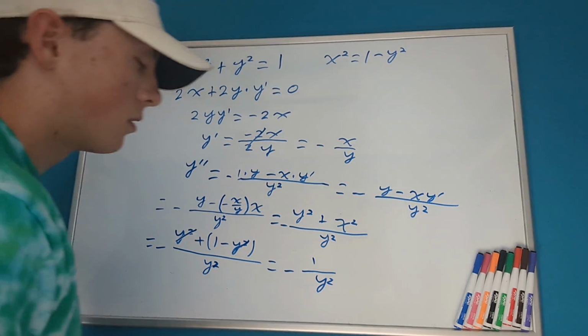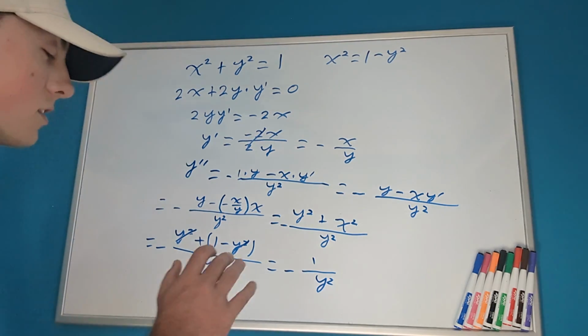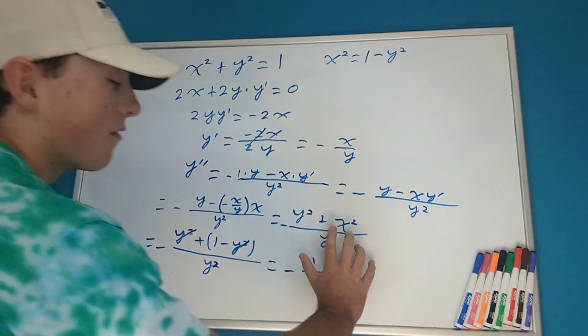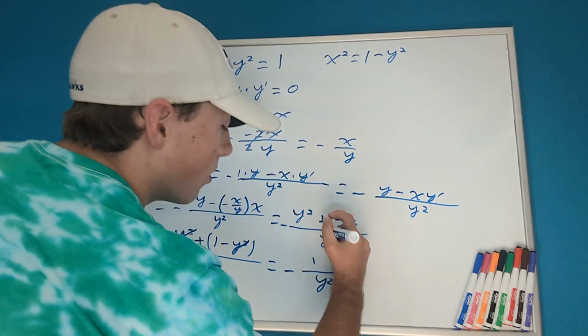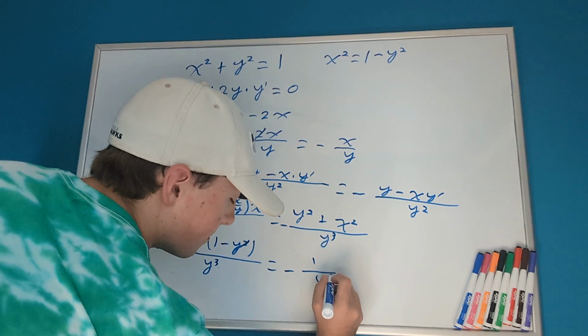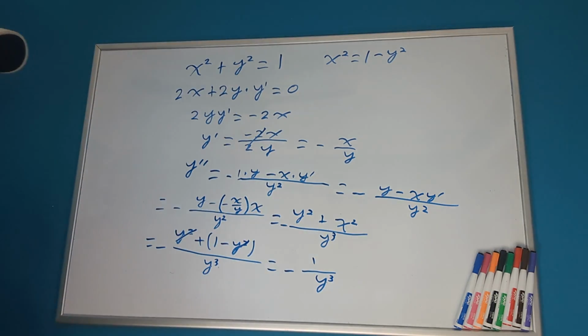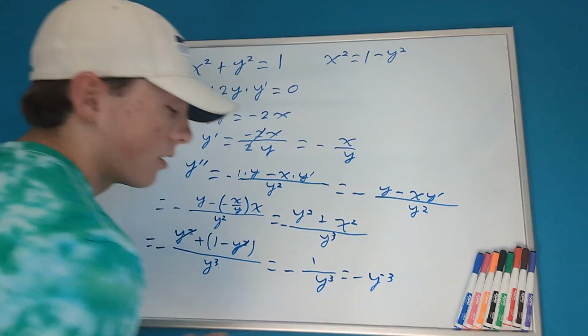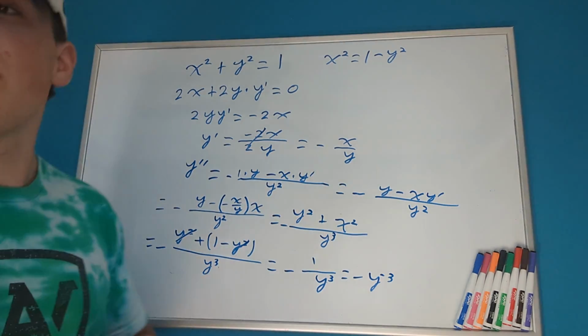Oh, I'm so sorry. I made a mistake. What we want to do is, we multiplied the entire thing by y, but I forgot to include the denominator. So this will be y cubed. Yes. So there we go. That is our final answer. Or if we want to, we can write this as negative y to the negative third. So there we have our final answer.